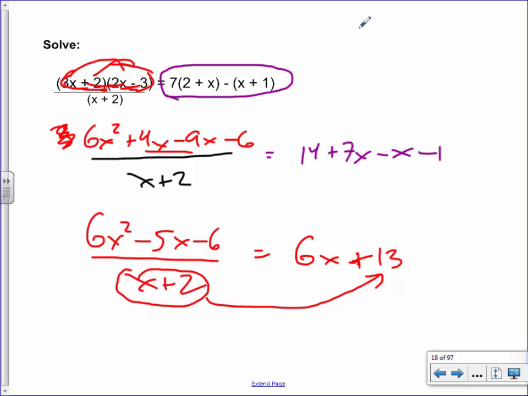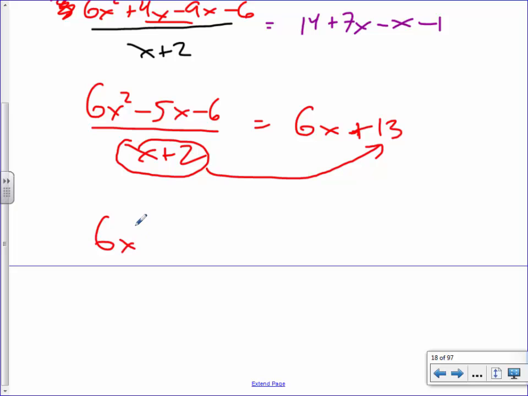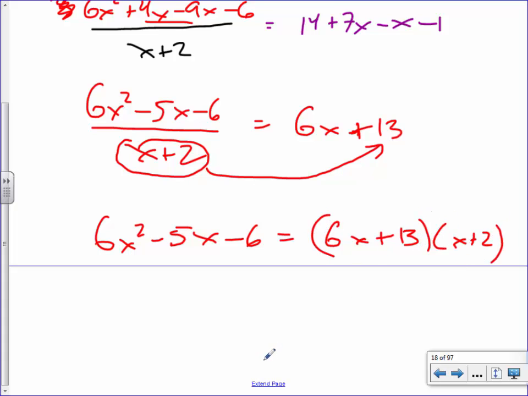Because this is no different than 3 over 2 equals x, and you times the 2 up. It's the same thing, right? So let's time the x plus 2 up. It means that what you're going to have now is 6x squared minus 5x minus 6, 6x plus 13, but there's an x plus 2 next to it. Because you brought this x plus 2 up next to that guy.